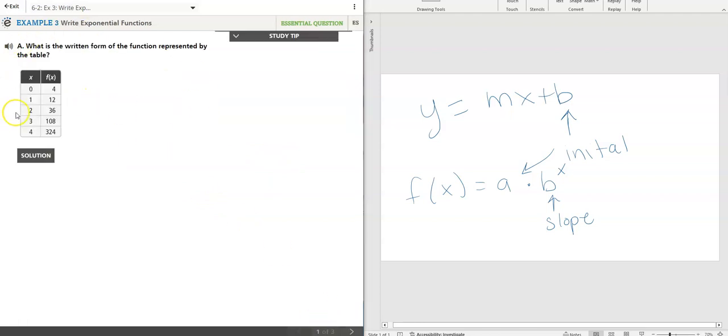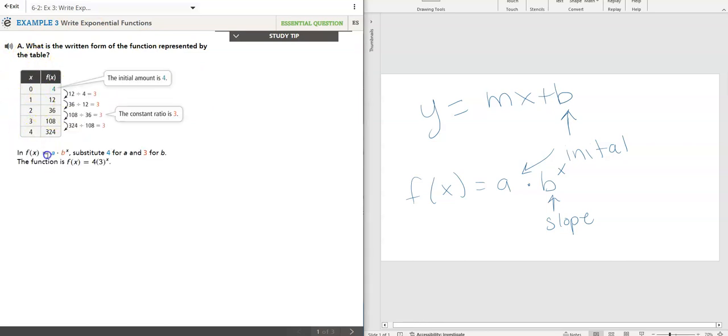Now, of course, we have to go back the other way. So we want to take a table and I want to write the function formula for it. Okay, so I'm going to take this table and I'm going to look for the change each time. Okay, if you look, I'm dividing. The initial amount is 4. Remember, my initial amount here is A. That's blue. It's their color coding. And my change, or my slope, is by 3. If I divide 12 by 4, that goes up by 3. If I divide 36 by 12, that goes up by 3. We're multiplying by 3. That's my constant ratio. That's going to be my B, my slope.